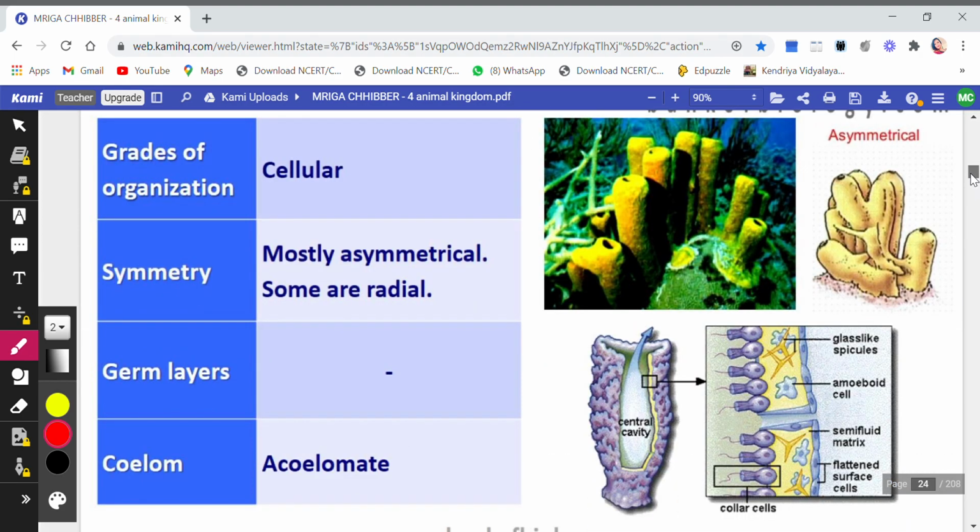These are the general characteristics that we are going to discuss here. So Porifera is cellular. Grade of organization is cellular. Symmetry is mostly asymmetrical. They are not quite symmetrical, but if they are symmetrical, then the symmetry will be radial. Of course, because it is cellular level of organization, germ layers are absent. That means not many cells are present, so you won't be able to see layers here. They are acoelomate, that is, no body cavity in between them.